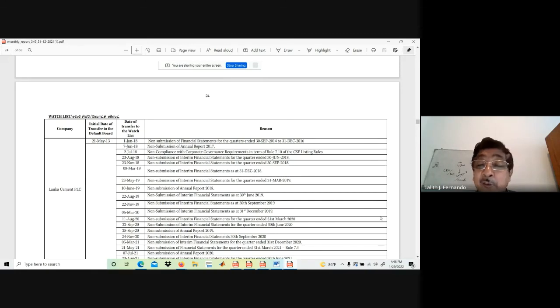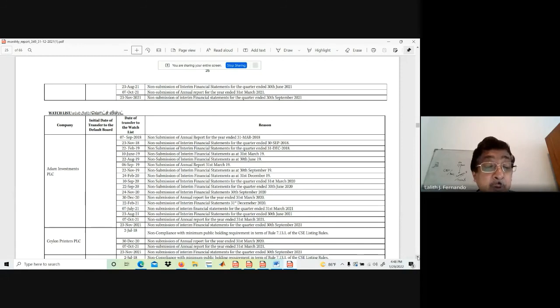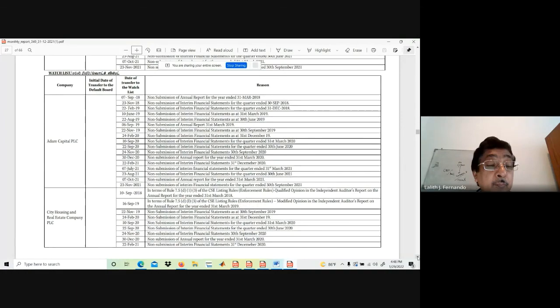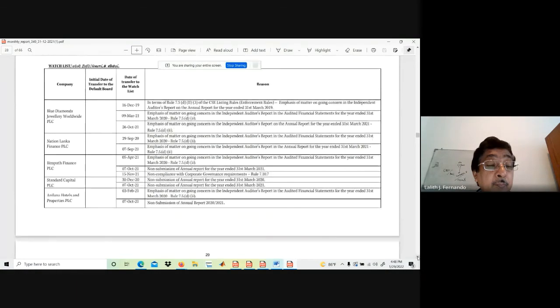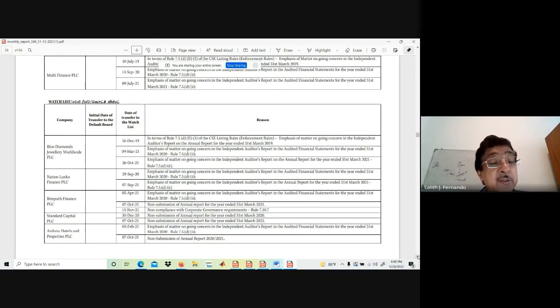Now there's another thing called the watch list, and you all know about it. Those are the different companies with some issues. These are very important for banks, because if a customer or counterparty comes to the bank for a loan, you can look at these stock market publications and see whether they are in the watch list. When they are in the watch list, it means they are in some trouble.